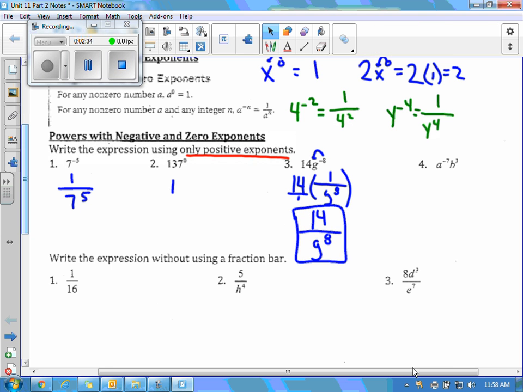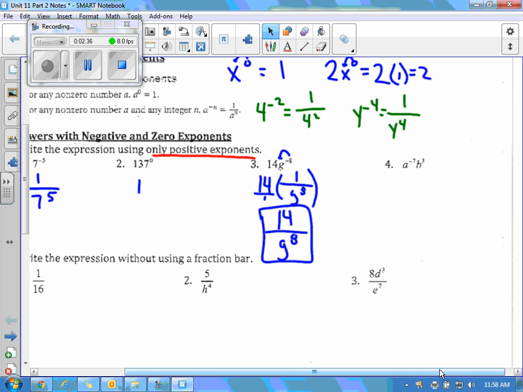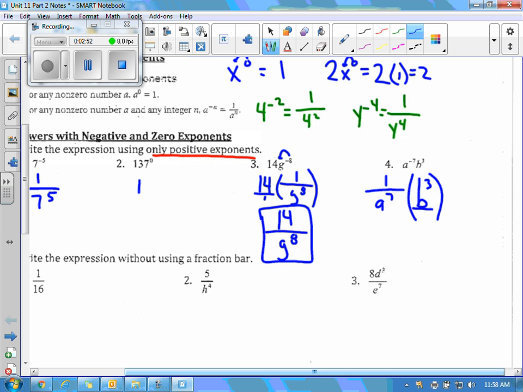For number 4, I have a to the negative 7th and b to the positive 3rd. I need to start by rewriting a to the negative 7th as 1 over a to the positive 7th, and multiply that by b to the 3rd. I can rewrite this over 1, so that means I'll have b to the 3rd over a to the 7th when I multiply those out.